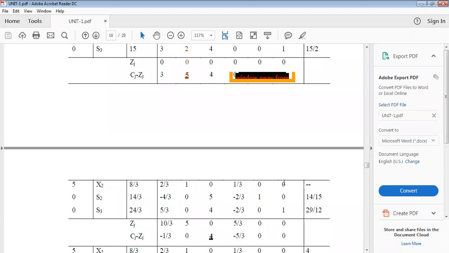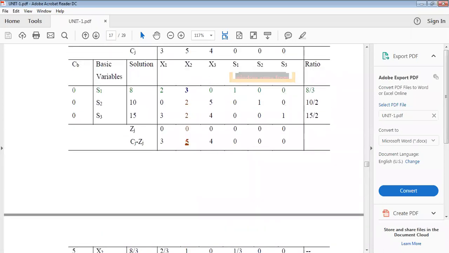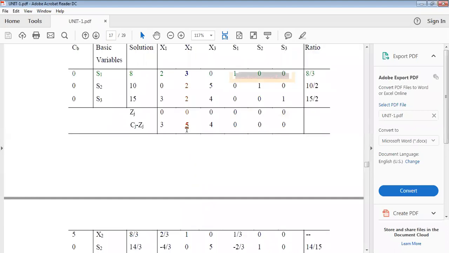With respect to this new row 1, new row 2 and new row 3 are to be found out. For identifying new row 2, you have to write new row 2 is equal to old row 2 minus some coefficient into new row 1. With respect to this row 1, you have to iterate and identify this, so as to make 0, and you have to minus 2 into new row 1. Minus 2 into new row 1, and automatically this becomes 0.